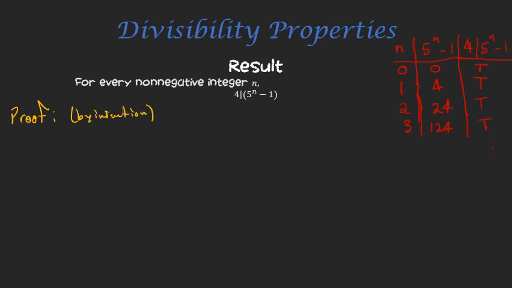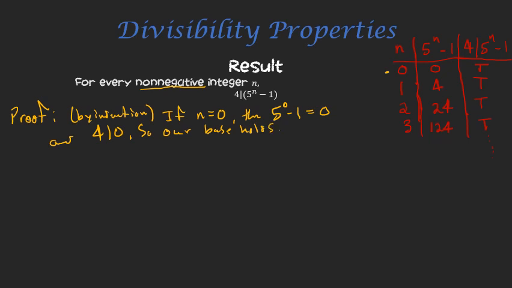And what would be our base here? Well, we're talking about non-negative integers, so our smallest one would be 0. We've already seen that that's true, but I'll write it out for posterity. By induction, if n equals 0, then 5 to the 0 minus 1 is equal to 0, and 4 divides 0. So our base holds.